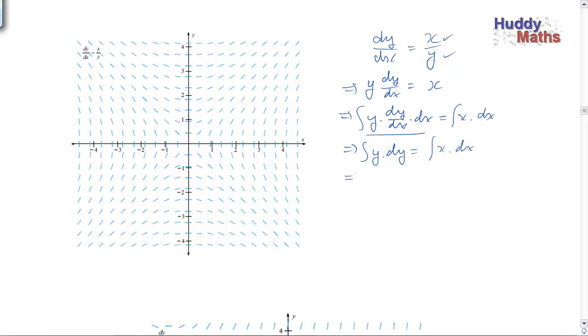Then integrating, y squared on 2 equals x squared on 2 plus c. Multiplying both sides by 2, y squared equals x squared plus 2c, or we could do it differently here. Rearranging, x squared take y squared equals some constant k, or 2c, whatever. So this is actually the formula for a rectangular hyperbola. Okay, so let's have a look at that.